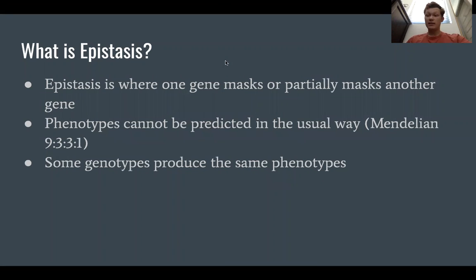So what is epistasis? Epistasis is where one gene masks or partially masks the expression of another gene. When this happens, phenotypes cannot be predicted in the usual Mendelian way, which is 9 to 3 to 3 to 1, which I'll explain a little bit later on. Some genotypes can produce the same phenotype. So even though genetically they're different, they're going to look the same, and you'll see that later.